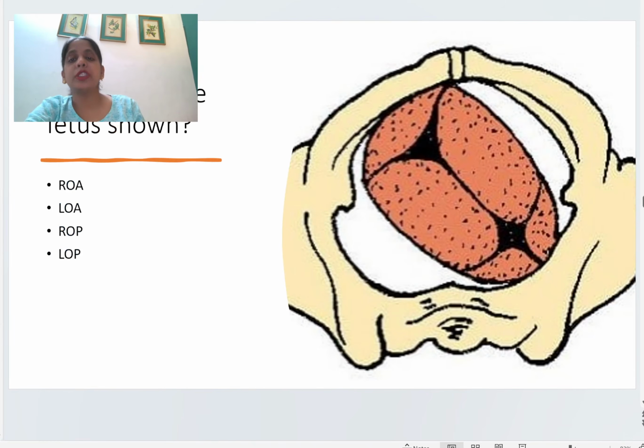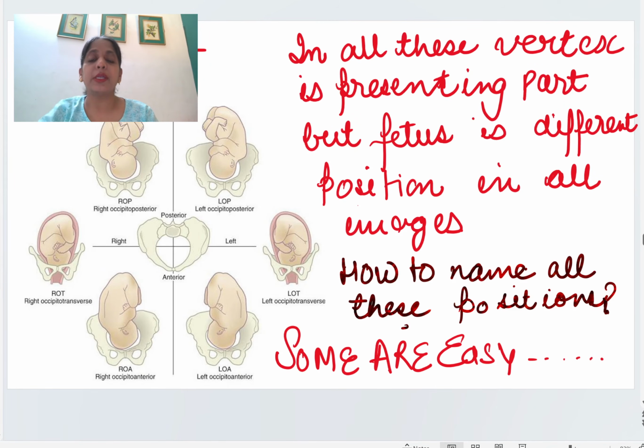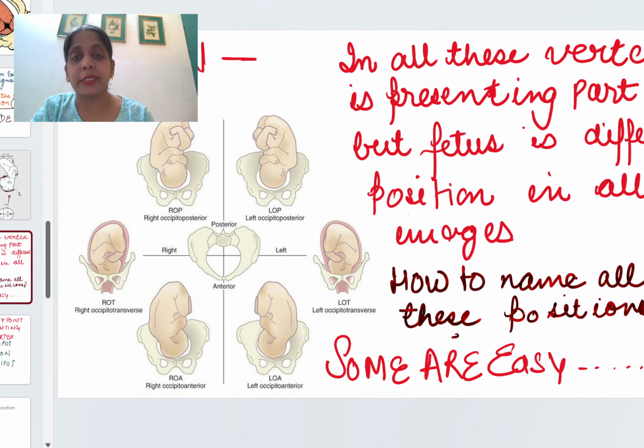Now the question was, what is the position of the fetus shown? Here you have to learn a few more things. What do you understand by position? In the flexed position, the delivery is very easy. Now we will see what we understand by position.